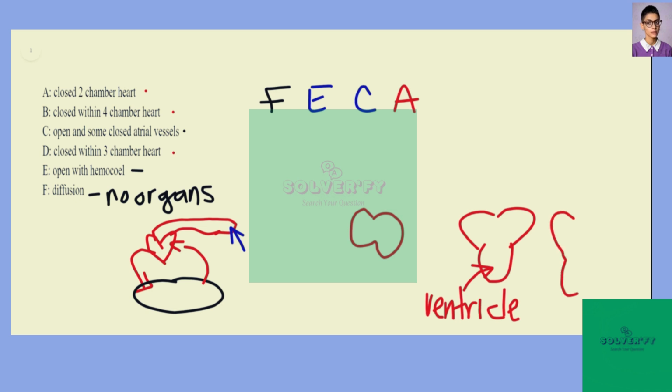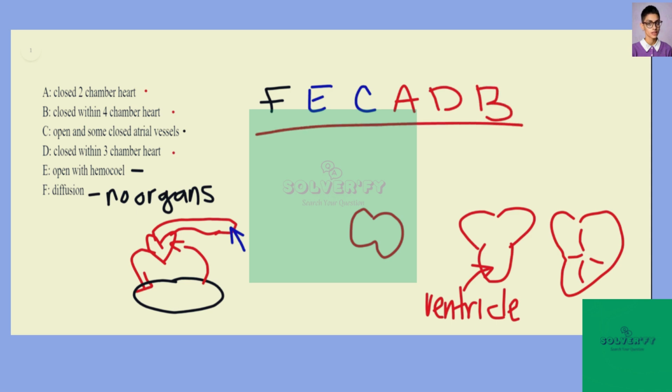And then eventually you get to the 4-chamber heart, where we have the left and right ventricles as well as the left and right atria. And so our order of complexity in these closed systems is going to go from the 2-chamber to the 3-chamber to the 4-chamber. And if we follow this order, the letter solution we want is C.